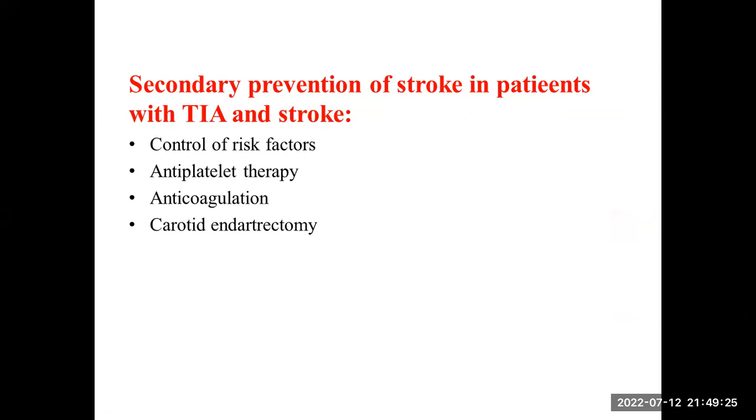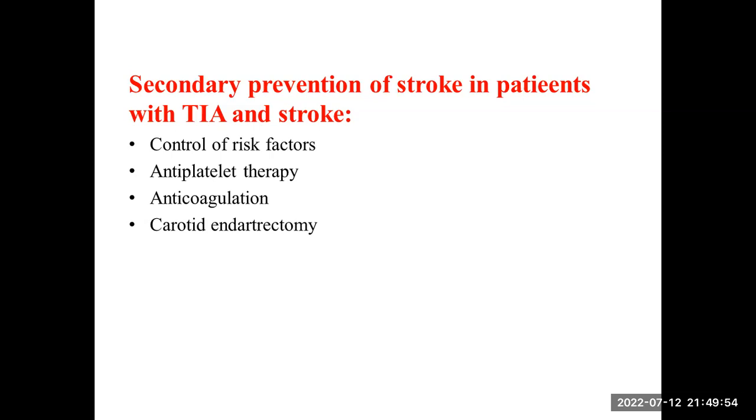This is an important point when you talk about antiplatelet therapy. As a general rule, dual antiplatelet therapy should not be used for long-term therapy. Always, when you consider dual antiplatelet therapy in the management and prevention of stroke, if it's used, it should be used for a short duration, 21 days. It should not be used for long-term treatment for secondary prevention, because it has been shown that it will increase the risk of intracranial hemorrhage, especially in elderly patients.